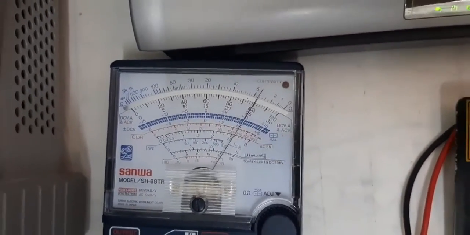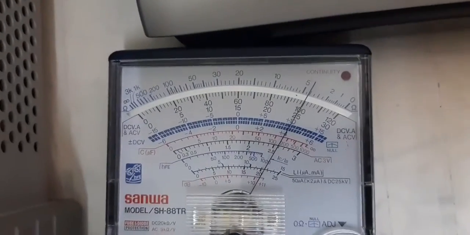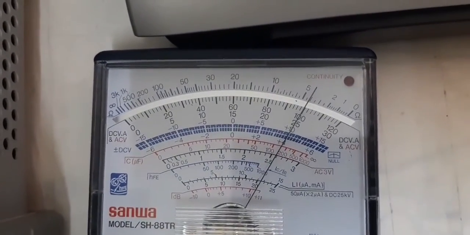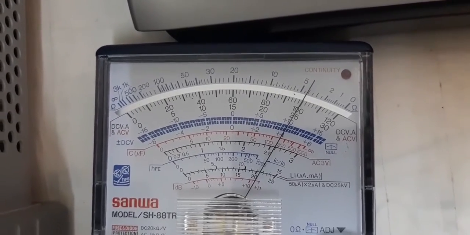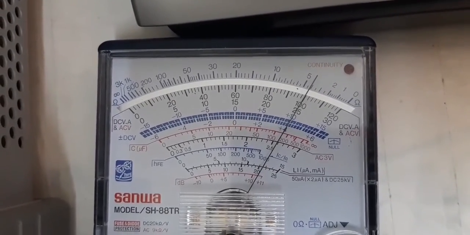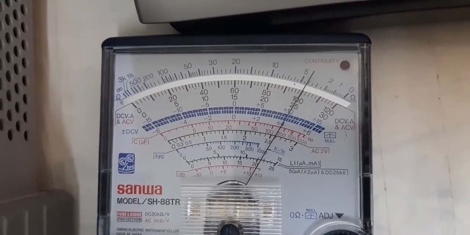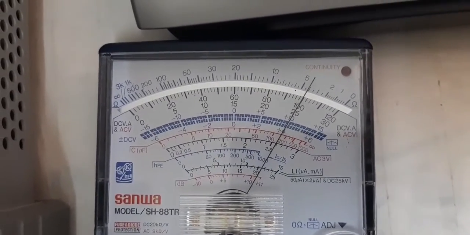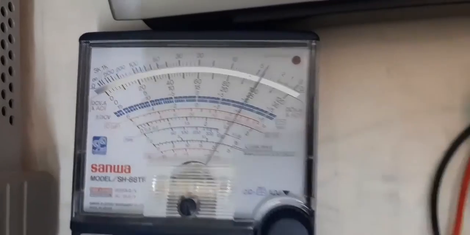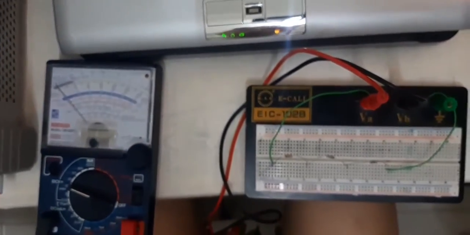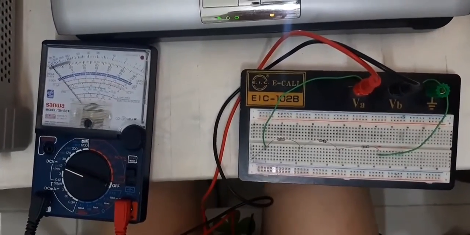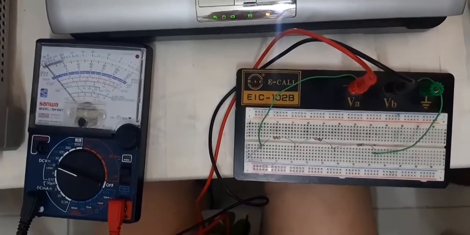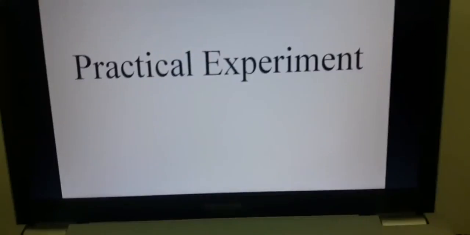So the total voltage is 10 volts because the total voltage is equal to the voltage in R1 plus voltage in R2 plus voltage in R3. So we have 10 volts here. So once again, we have proven that the theoretical computations that we presented a while ago are the same as the practical application or the practical experiment of this topic.